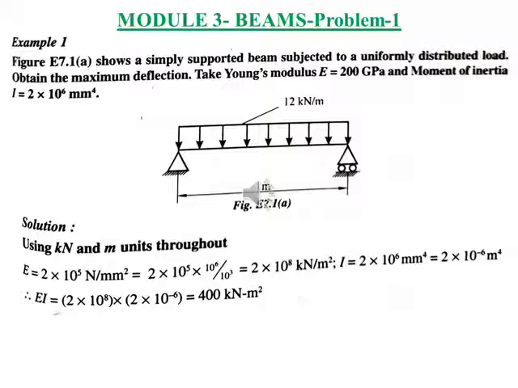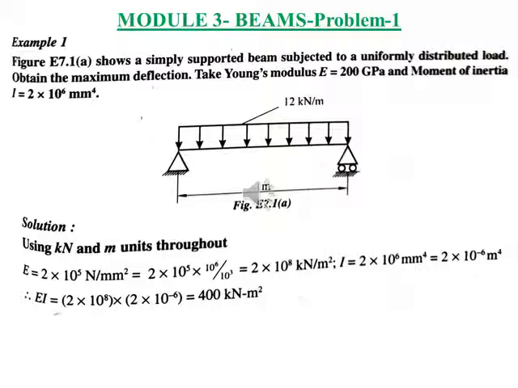So E is equal to 2 into 10 power 5 Newton per millimeter square. So let me convert it into kilonewton per meter square. It is nothing but 2 into 10 power 5 into 10 power 6 divided by 10 power 3. So it becomes 2 into 10 power 8 kilonewton per meter square, or 2 into 10 power 8 kilopascals.